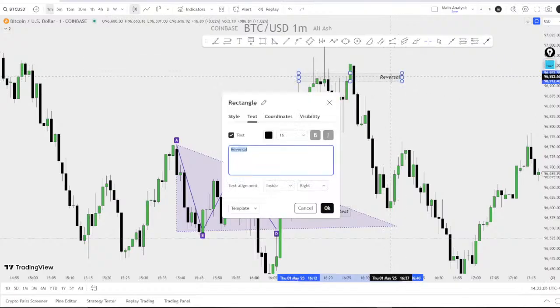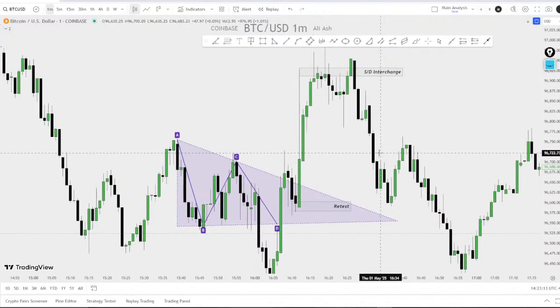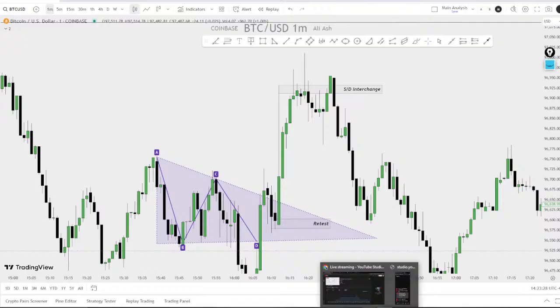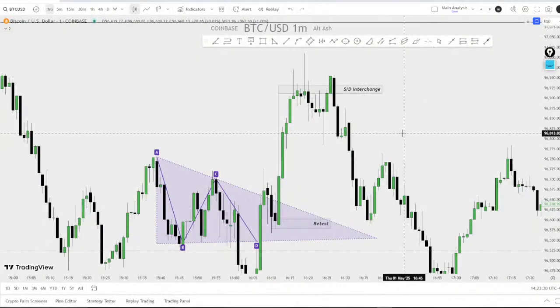So you can also say that it's an SD interchange. This is how you can find the perfect reversals, and we can see the clear rejection from here. You can see the zone where the market is trying to put itself into the consolidation, put itself into the rejections.